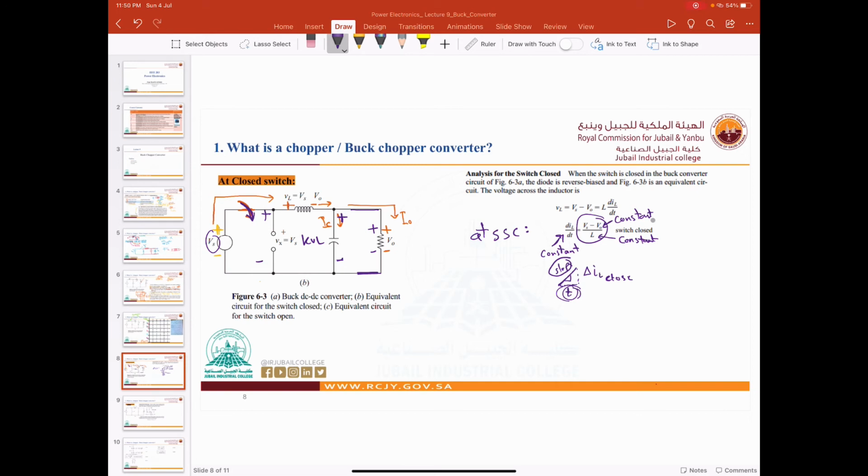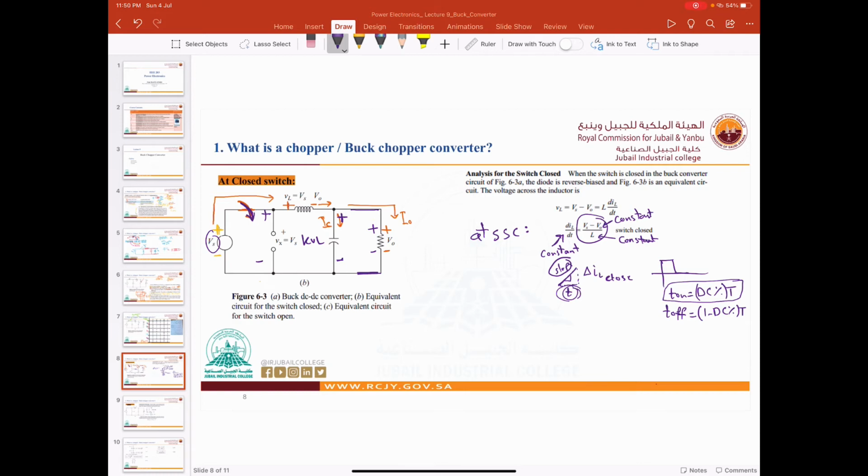Okay, now let us just remind you with T on and T off. Now this is T on, this is T off. T on is basically duty cycle multiplied by T, right? T off is 1 minus duty cycle multiplied by T, right? Now when the switch is closed, which means the switch is on, we need to find the change of the current when the switch is closed, right?